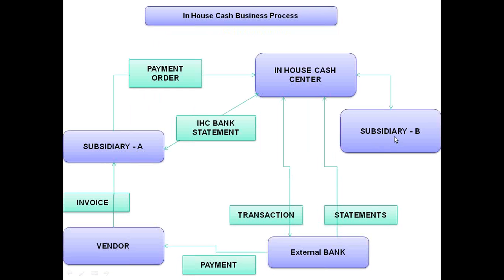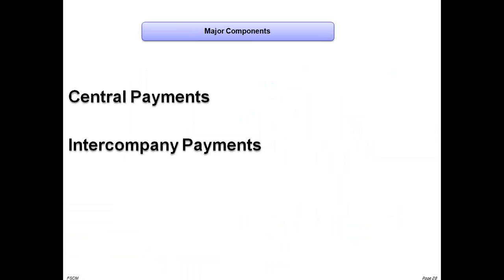And the next one is intercompany payment. Intercompany payment means, see here in this slide, subsidiary B is in need of funds, and they don't go to an external banker, and subsidiary A has sufficient funds. So an intercompany invoice will be generated, and bank statements will get adjusted as per the requirements through the in-house cash center. That is called intercompany payments.